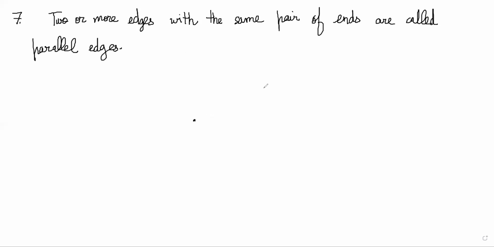So basically, if you have a graph like this with vertices A, B, C, and you have another edge like this, right? This is edge 1, this is edge 2, and one edge like this, edge 3, right? Here, E1 and E2 are parallel edges because they are joining the same two vertices A and B, right?